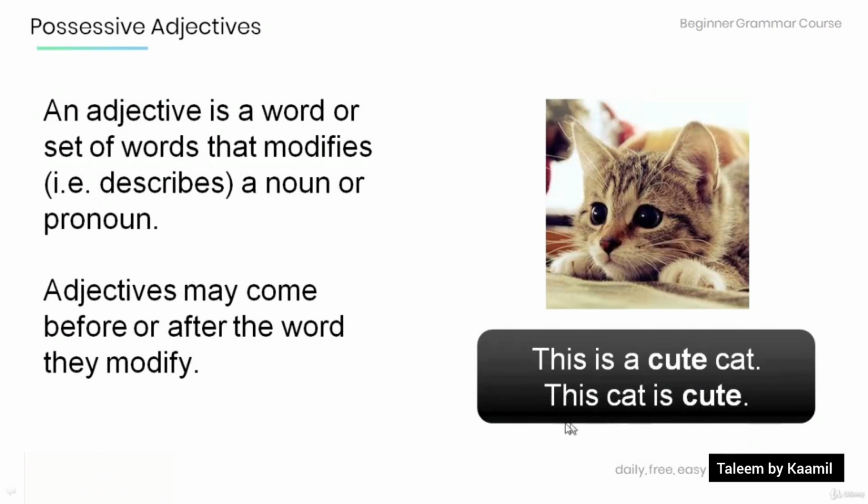And in the sentence, this cat is cute, the adjective cute again modifies or describes the noun cat, but it comes after the noun.